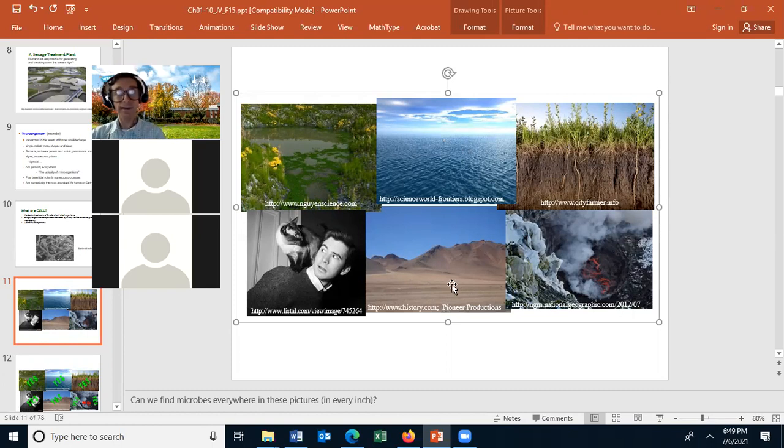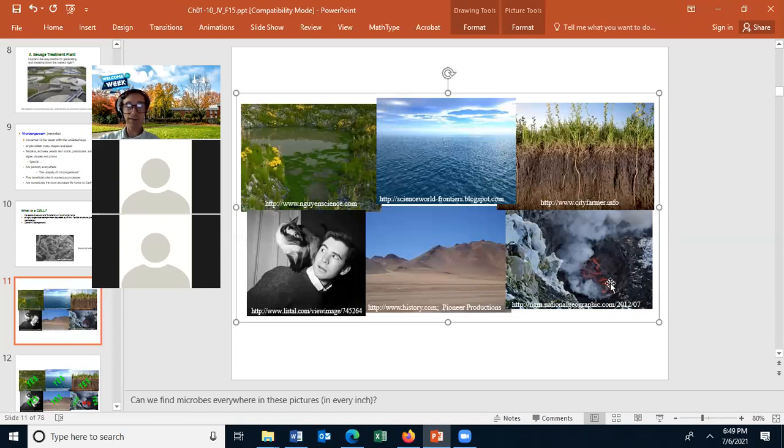How about in the desert? There's certainly less life in the desert. Would you find a microbe in every inch of the desert sand, or I should say every centimeter of the desert sand? Yes, you would.